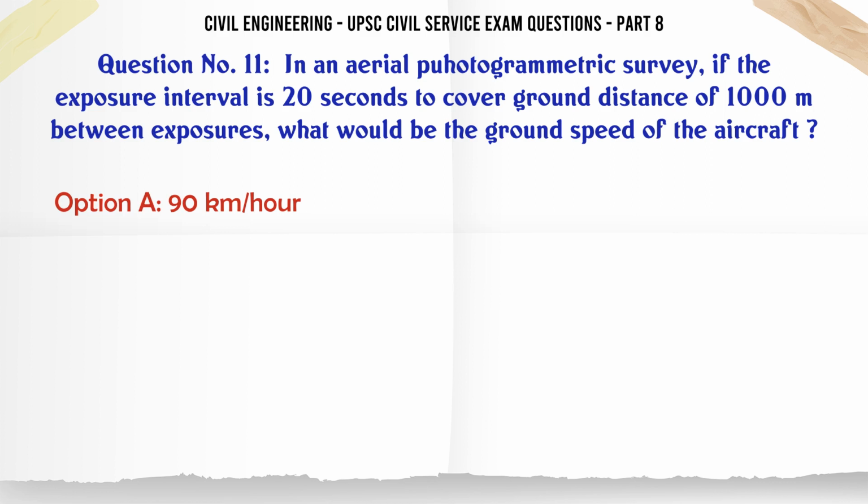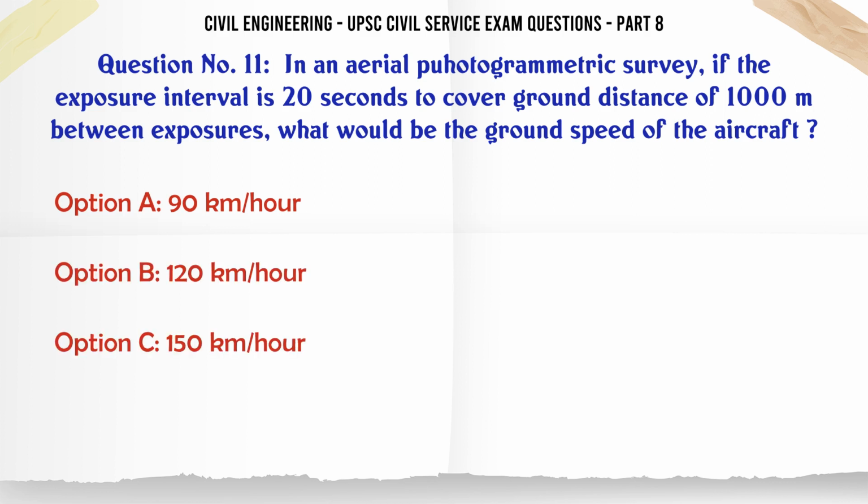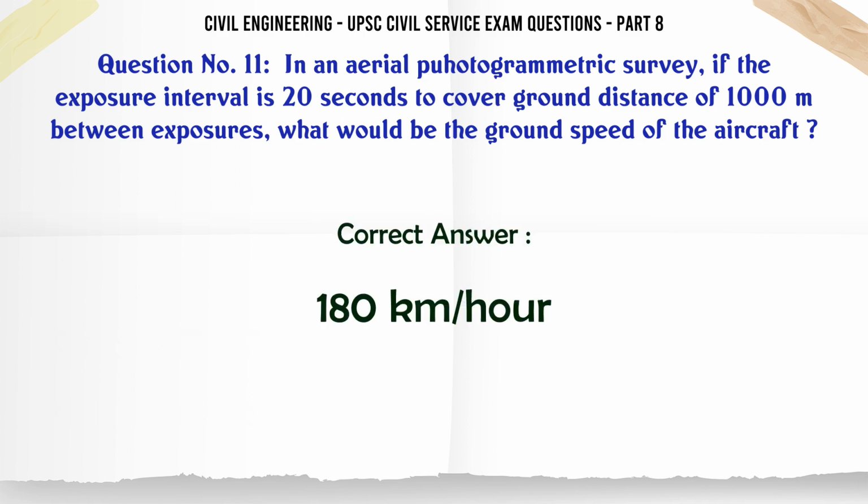In an aerial photogrammetric survey, if the exposure interval is 20 seconds to cover ground distance of 1000 m between exposures, what would be the ground speed of the aircraft? A. 90 km/h, B. 120 km/h, C. 150 km/h, D. 180 km/h. The correct answer is 180 km/h.